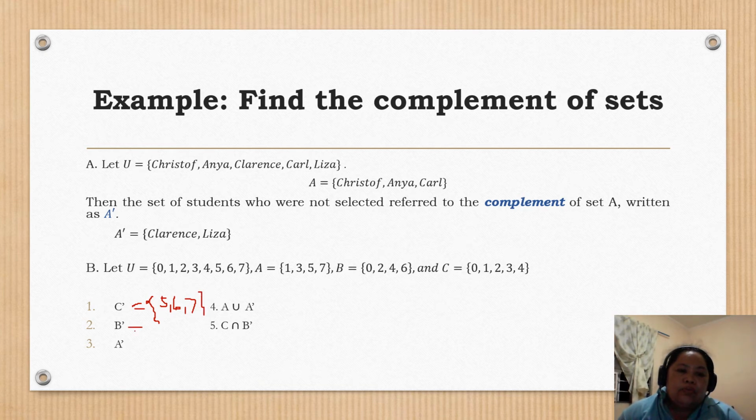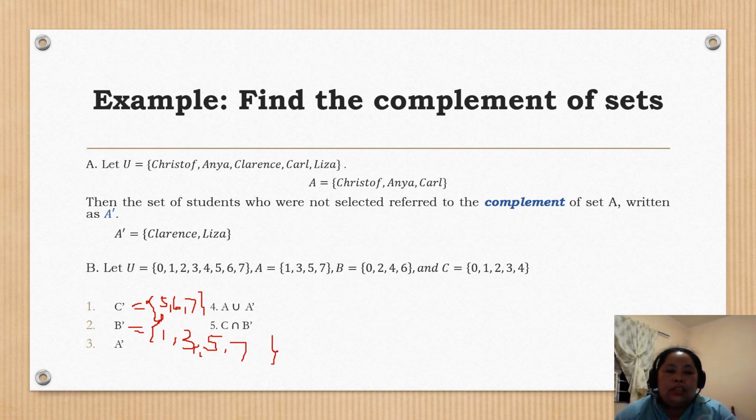What about the B complement? What is in the universal set that is not in B? So we have 1, 3, 5, and 7. Okay?